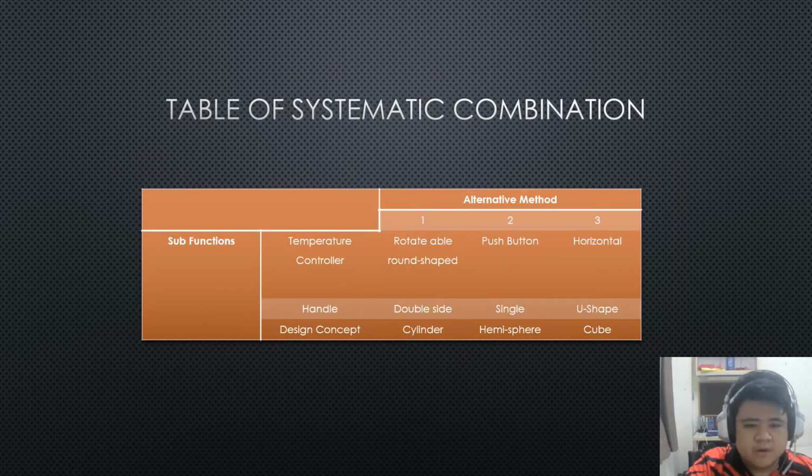So here is the table of systematic combination. It includes sub-functions, for example, temperature controller, handle, and design concept, and alternative methods. The function of the table of systematic combination is to find as many alternatives as we can for creating a design for our product, and at the end of the process we are going to analyze, and after analyzing everything we are going to choose one alternative as our design.